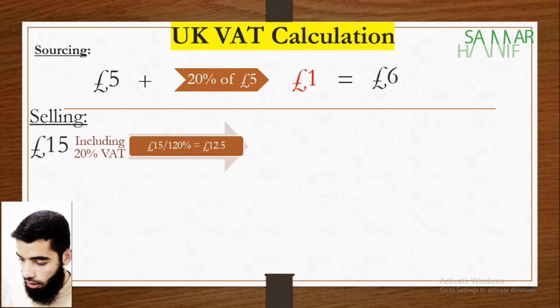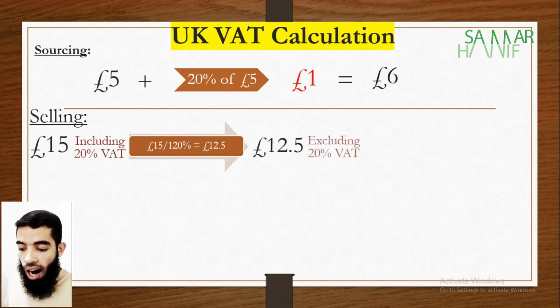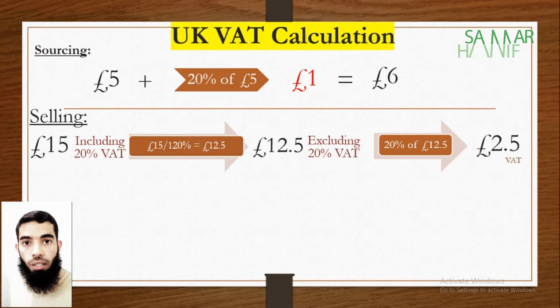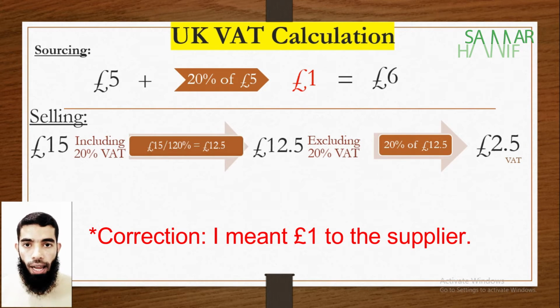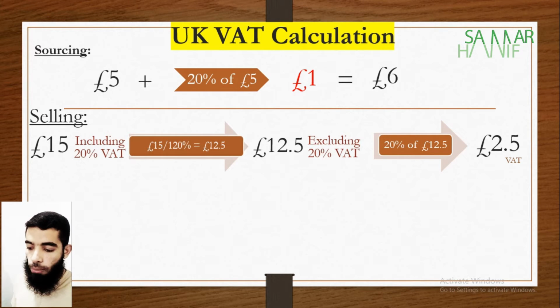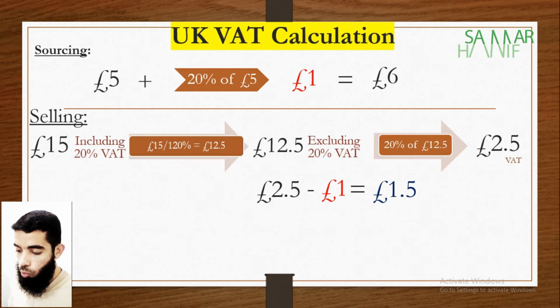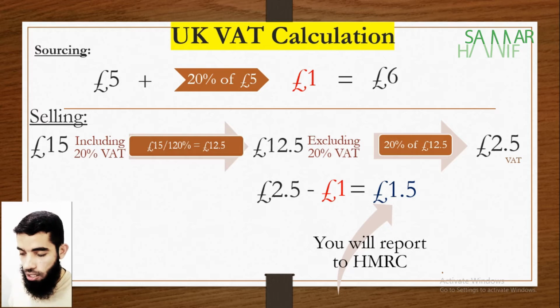If you list this product on Amazon at £15, which includes the 20% VAT, which is £2.5 in this case, you will not report £2.5 to the HMRC as the VAT, because you have already paid £1 to the supplier earlier as a VAT. So the total amount that you will report to HMRC is the VAT on the selling price minus the VAT that you already paid to the supplier, which was £1 in our case. Hence the total amount to return to HMRC is £1.5.